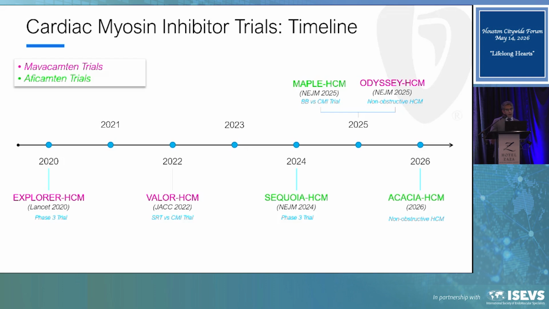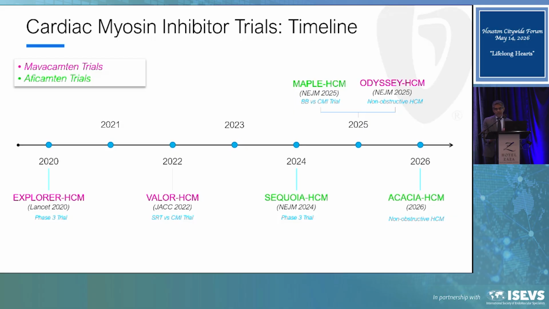It's an interesting backstory, with MyoKardia eventually getting bought out by Bristol-Myers Squibb, and then Cytokinetics, which worked with MyoKardia in developing some of these agents. The initial trials were published in 2020 with the EXPLORER-HCM trial. This was a mavacamten phase 3 trial published in Lancet that showed significant benefit of mavacamten in patients on background therapy for obstructive HCM.